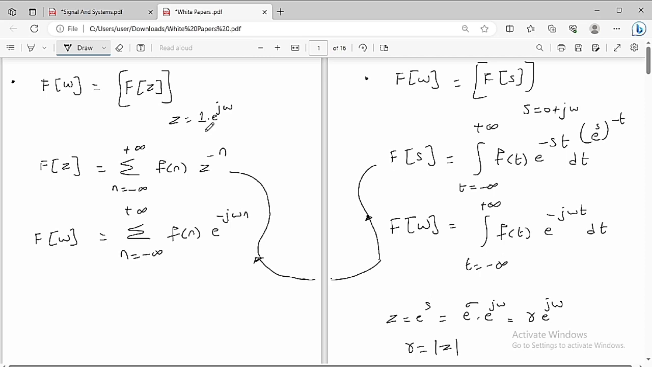In the z transform, if you substitute z is equal to e to the power of j omega, we are going to get the discrete time Fourier transform. In this case, if you substitute s is equal to j omega, then we are going to get the continuous time Fourier transform. I have given the relations also.